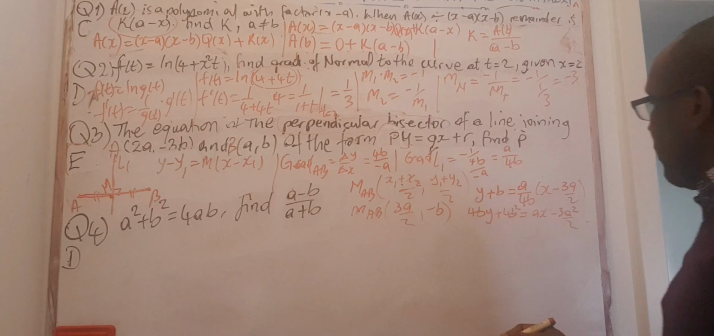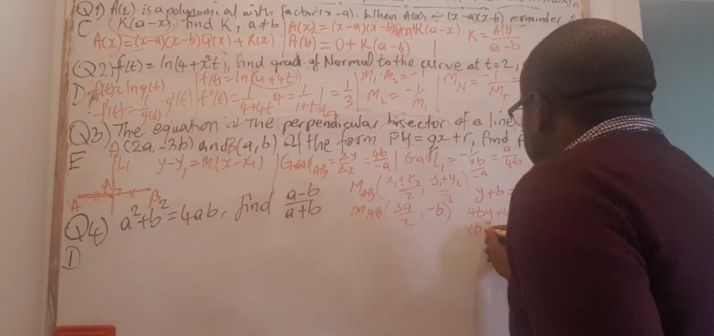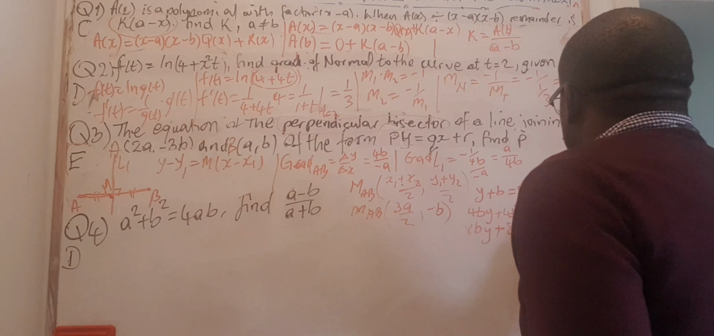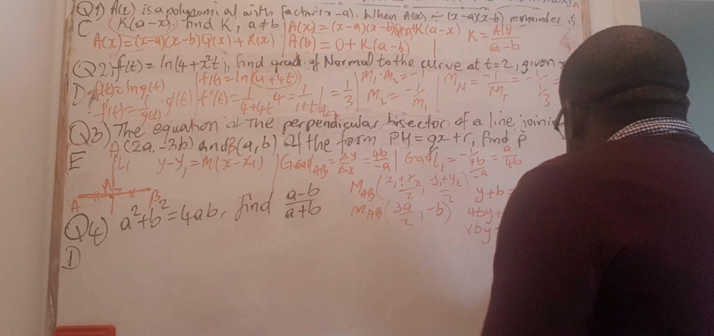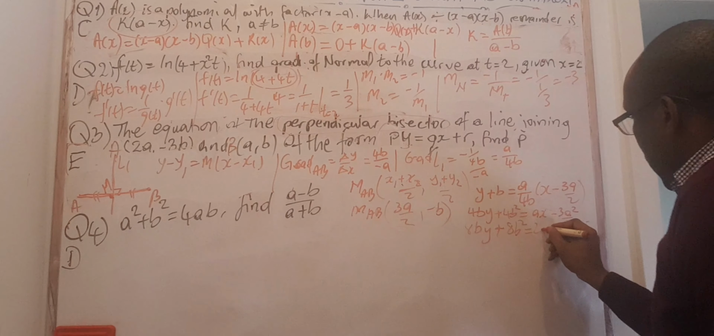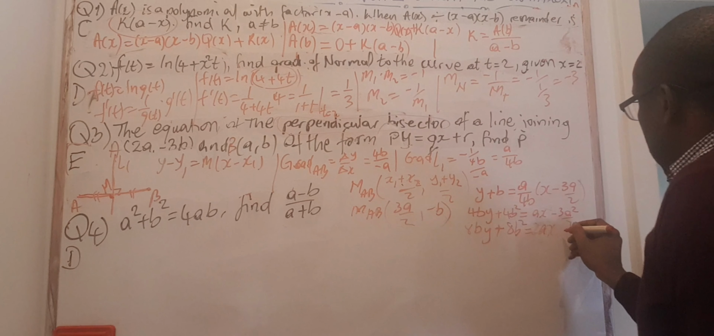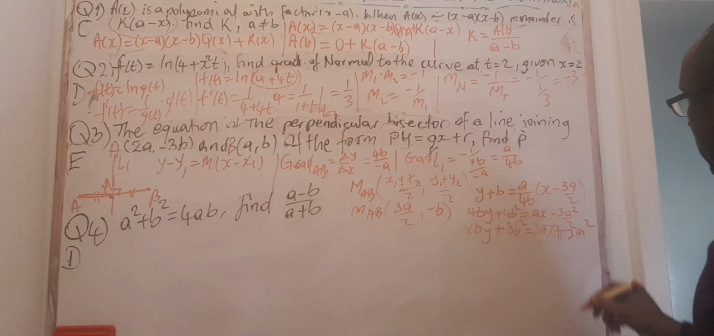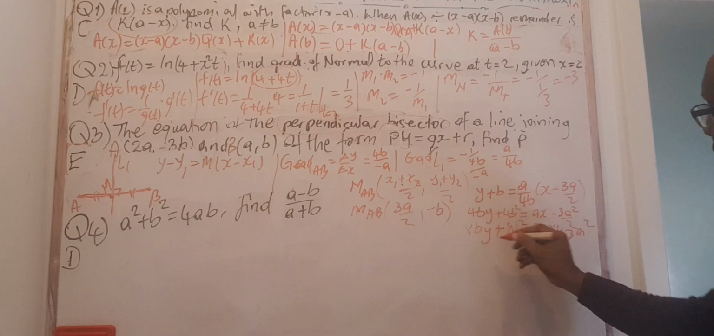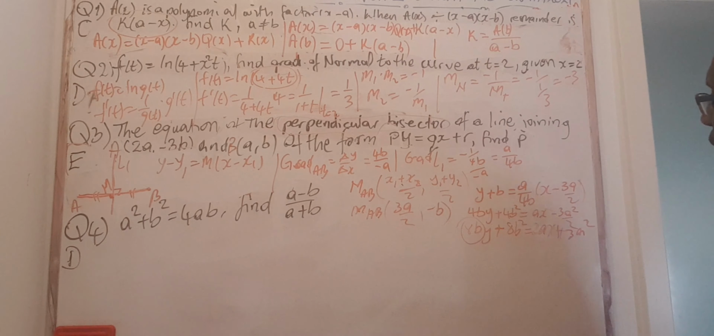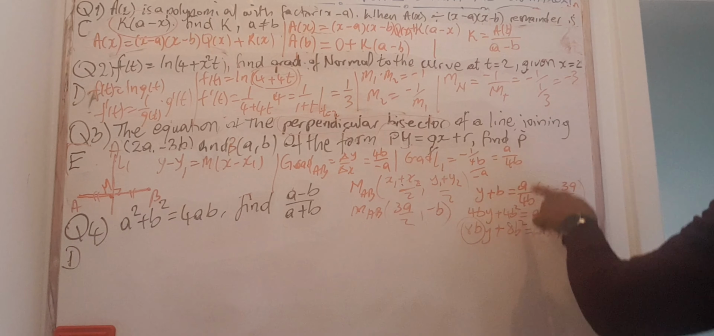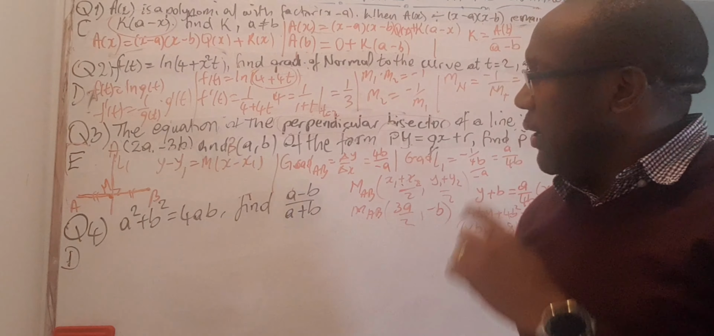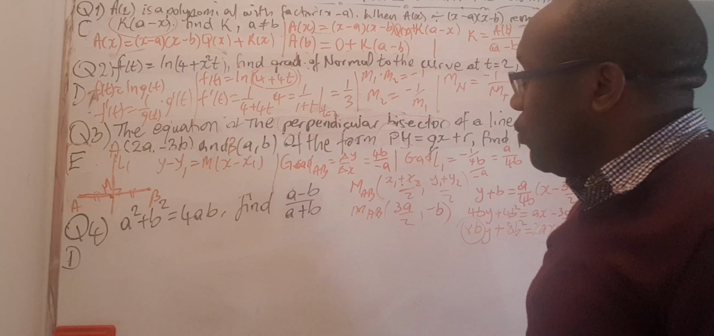I can multiply all through by 2, then I get 8by plus 8b squared is equal to 2ax minus 3a squared. If we arrange this well, the most important thing is the coefficient of this y. This can come this way. So your P was supposed to be 8b. And if you did that well, then the answer was E, because there was no answer there corresponding to that.